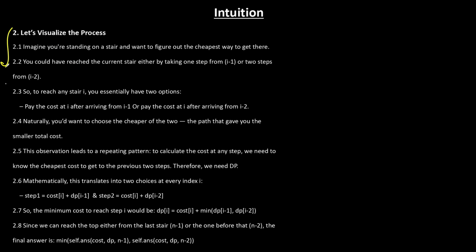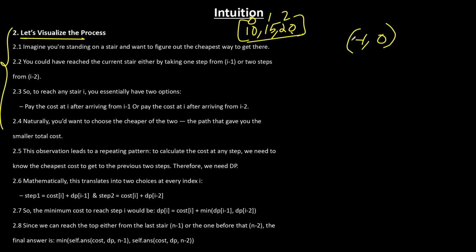Okay, so let's try to visualize the process. Before visualizing, let's take an example of this itself, 10, 15, and then 20, I guess. Let it be 0, 1, 2 index. Suppose you're standing at -1 index with sum as 0, right? Now what will happen? You have two options, either S1, taking step 1, or S2, skipping two steps.